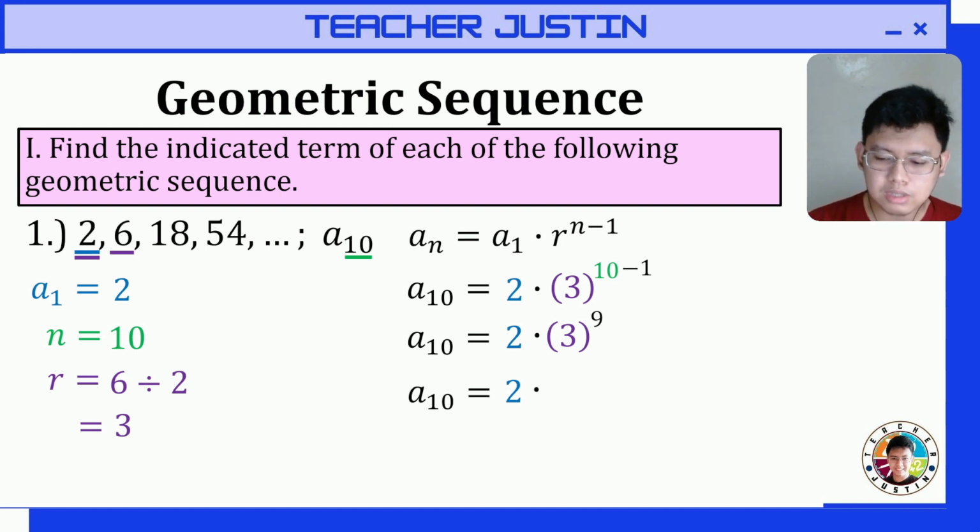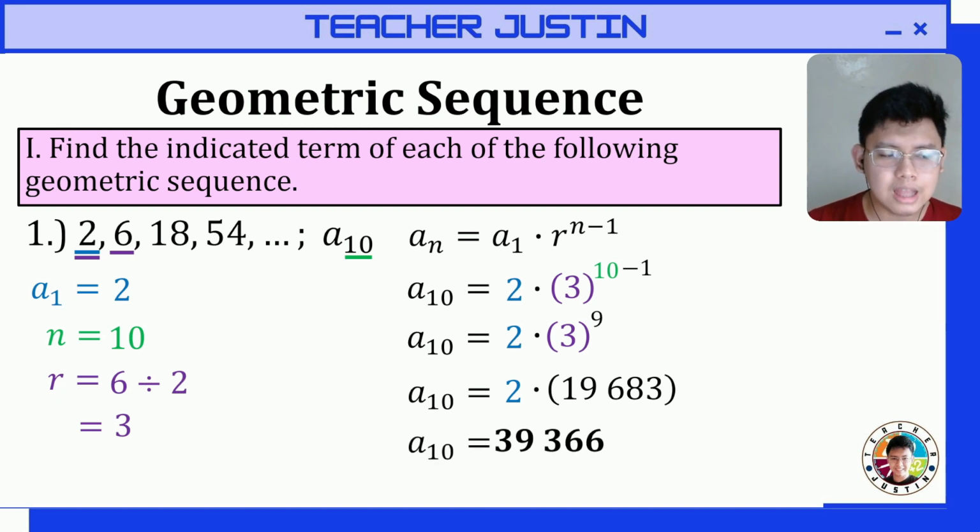So 3 times 3 times 3 times 3 times 3 times 3 times 3 times 3 times 3. That will give us 19,683. Now let's multiply it by 2. That will give us 39,366. So that will be our 10th term. And that's it. Ta-da! Alright.